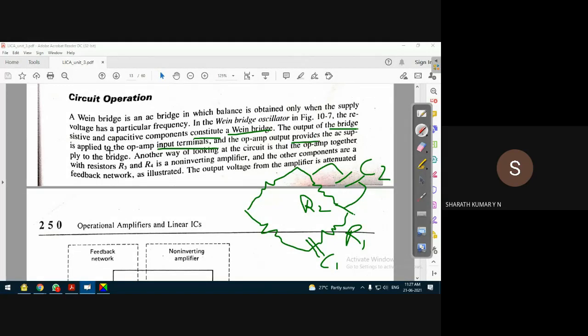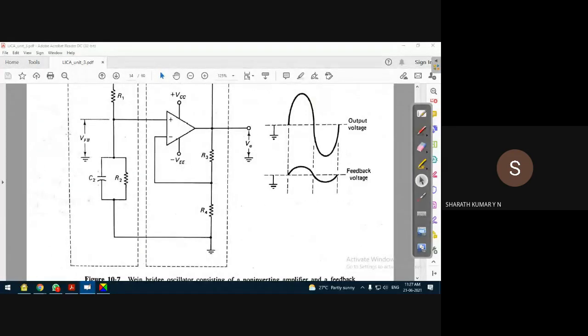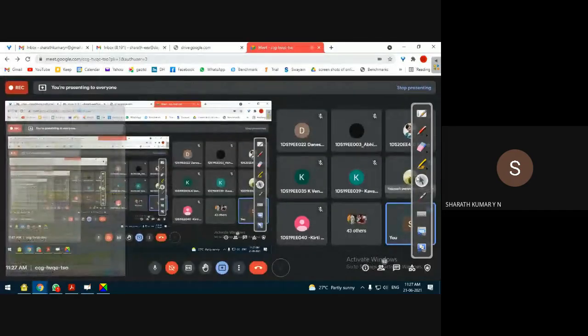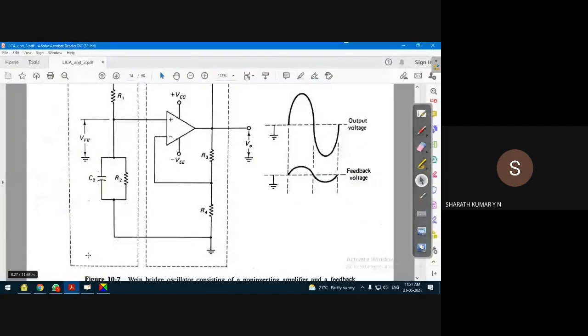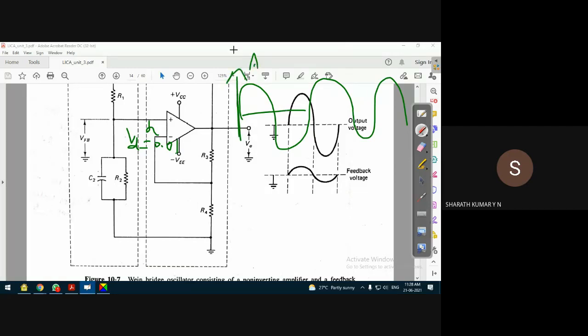So the output provides the AC supply to the bridge, since it is AC voltage that appears at the output. Why is it AC voltage? That's the obvious question. It is AC voltage because the output of the op amp starts oscillating. We have understood this in the earlier classes, guys. When the differential voltage is very small, even around 0.1 volts, in fact 0.01 volt also, the output of the op-amp starts saturating. It is nothing but a AC voltage.